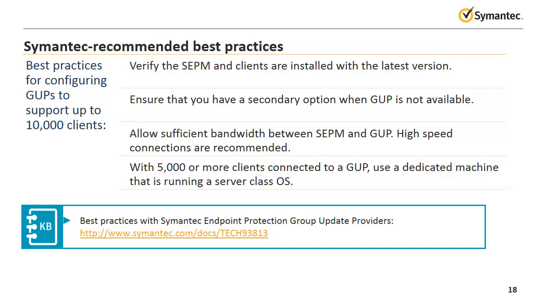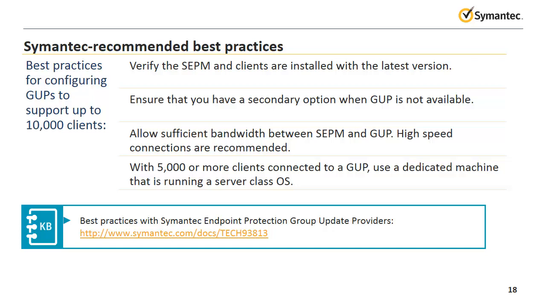Ensure that SEPM clients are running the latest or the same version of Symantec Endpoint Protection. Configure SEP clients to receive content updates from the SEPM and public LiveUpdate servers for when a GUP is not available. Allow sufficient bandwidth between SEPM and GUP to download full and delta content.